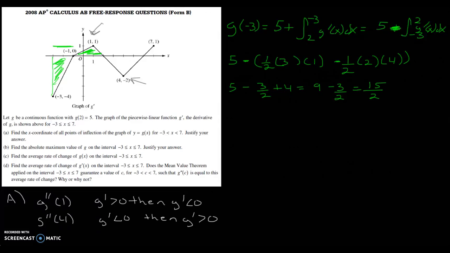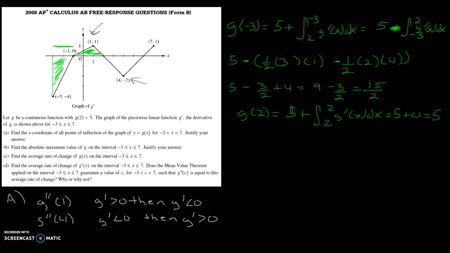Okay, now we still need to find the absolute max. There's other points where it could be. It could be g of 2. So g of 2 is going to be 5 plus the integral from 2 to 2 of g prime of x dx, which is going to be 5 plus 0, which is just 5. So is 5 slightly bigger than 15/2? No, it's not. 15/2 is slightly bigger, because that's 7.5. So right now, g of -3 is winning.